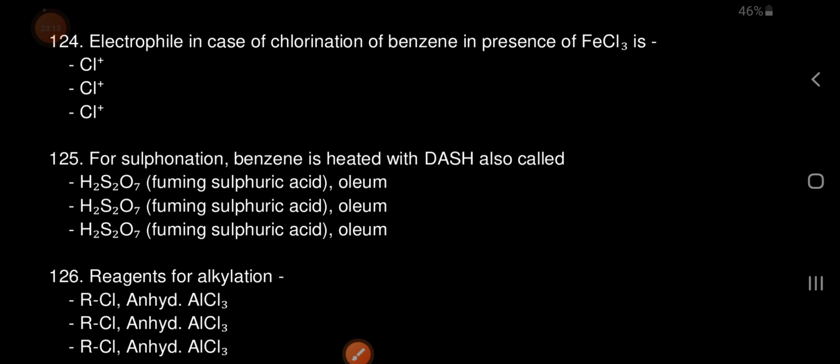For sulfonation, benzene is heated with dash, also called H2S2O7, fuming sulfuric acid, oleum.